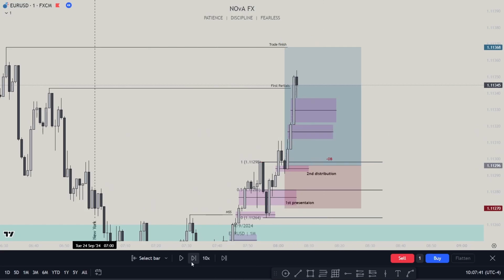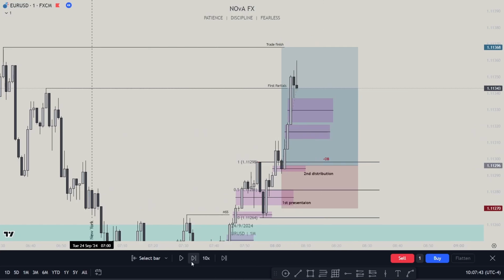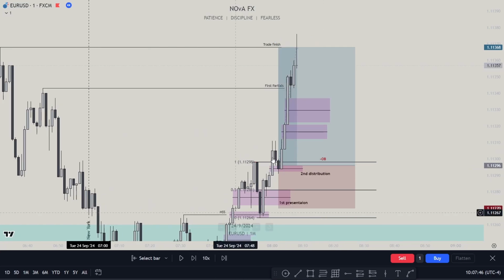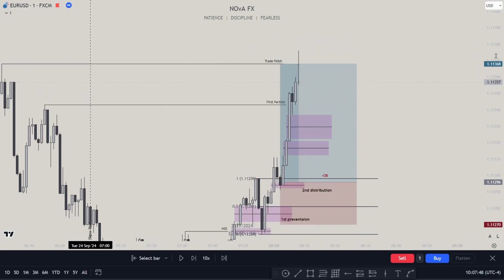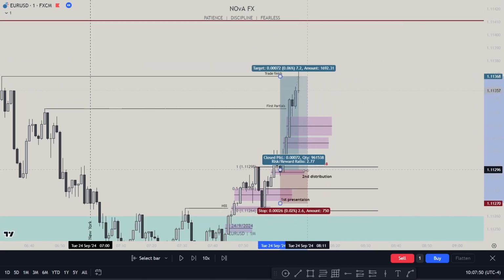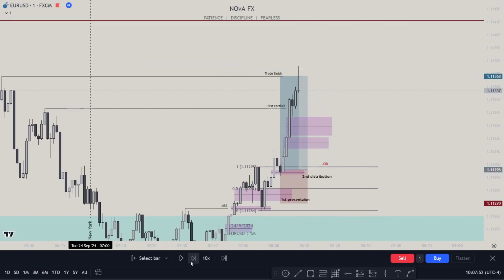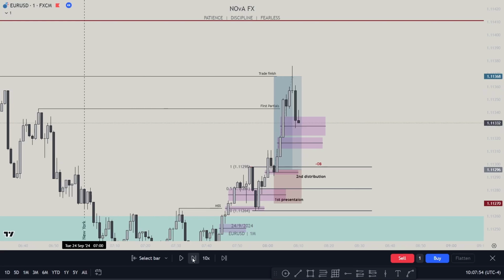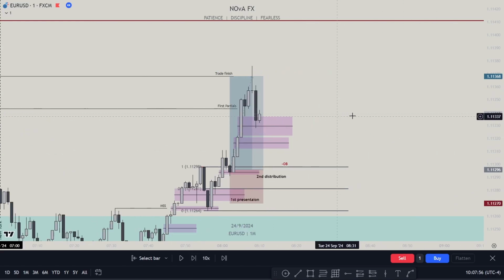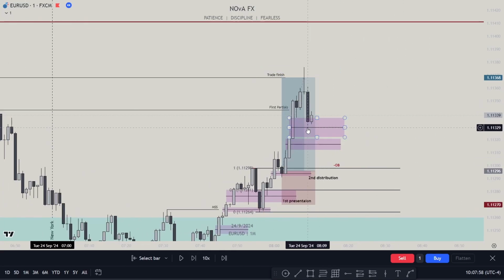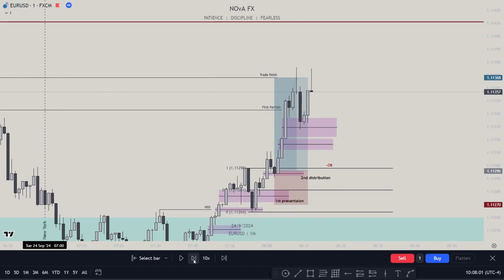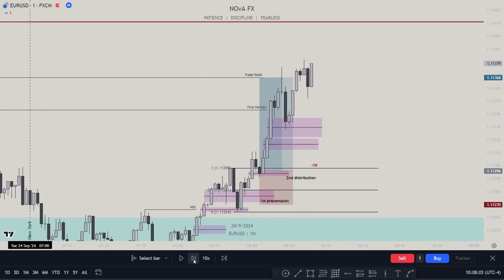So we got two FVGs. The price is still above it, and boom, there we go. That's how we got the trade. And this is the trade which I took just some time ago, like 2 hours ago. If you continue to look how the price is respecting this FVG, just tapping the consequent encroachment and going up, that's how basically the market works.